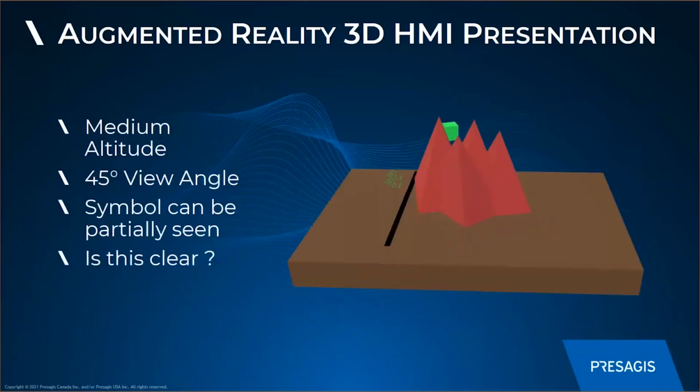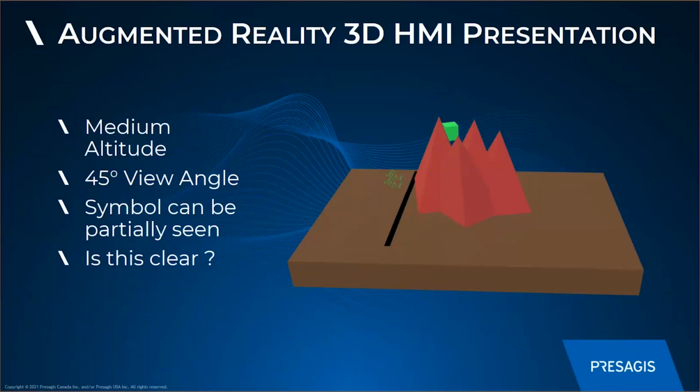Now, if I consider this case, flying at a medium altitude, I'm looking down at a 45-degree angle. So this is measured at a 45-degree angle. I can see that symbol because I'm high enough above to see it. I'm looking at an angle in such a way that the object is being shown. Now the symbol is being partially shown.